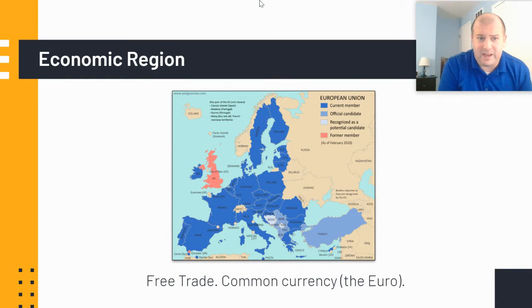Here's an example of an economic formal region, and this deals with the European Union. The economic characteristic that's unifying of all the members is the use of a common currency, the euro. Once you leave the European Union, you're going to have to exchange your currency. Let's also take a moment to look at the UK, who was a former member of the European Union. They decided to leave the party.